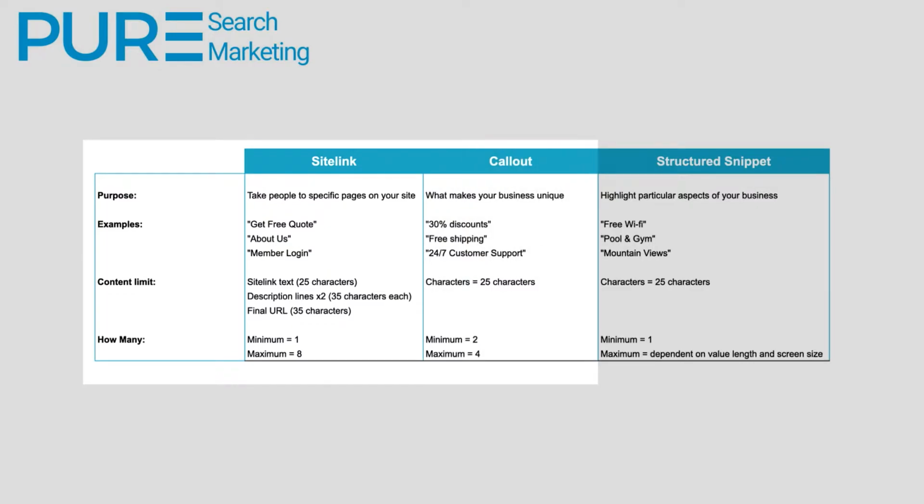Now we come to callouts. When you use a callout, really think about it like, well, what makes your business unique? It's a way for you to show off about your business. For example, you've got 30% discounts, or you might offer free shipping, or you might offer 24/7 customer support. Whatever your unique factors are, this is where you need to put it in your ads. The characters for each of those lines is 25. You can have a minimum of 2 of them and a maximum of 4 of them.